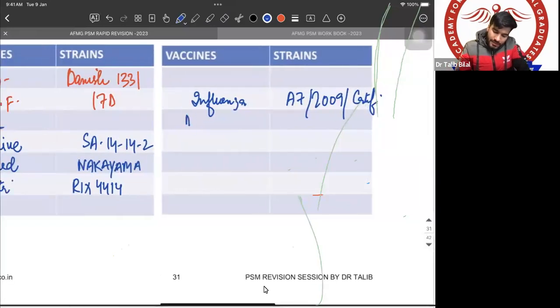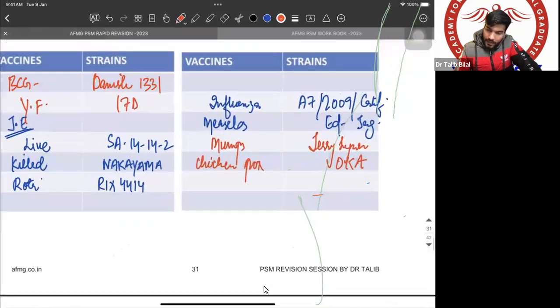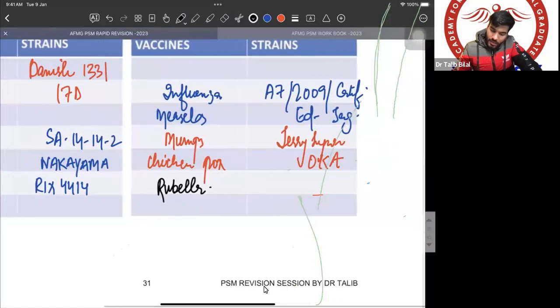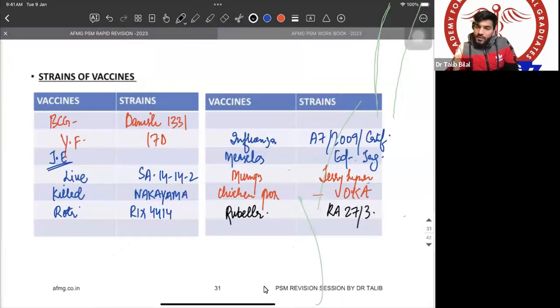Then for measles, Edmonston-Zagreb. Guys, don't mind the handwriting, I'm writing fast. You already have my main workbook. Mumps, Jeryl Lynn. Chickenpox is Oka. Anything left, guys? Yes, rubella, just remember RA 27/3. These are all the important vaccine strains you have to remember.